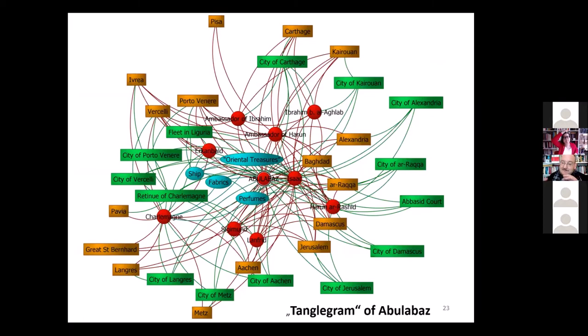And this short information again gives some impression to what extent various communities across the empire had to be mobilized, both in the Abbasid Caliphate and in the Frankish Empire, in order to transport Abul Abbas from Baghdad to Aachen. I tried here to draw this tangram on the basis of the information which we have from the narratives, and it only gives a very rough impression of all the communities which were entangled in this very process, which were mobilized by Abul Abbas in order to bring him to the emperor.